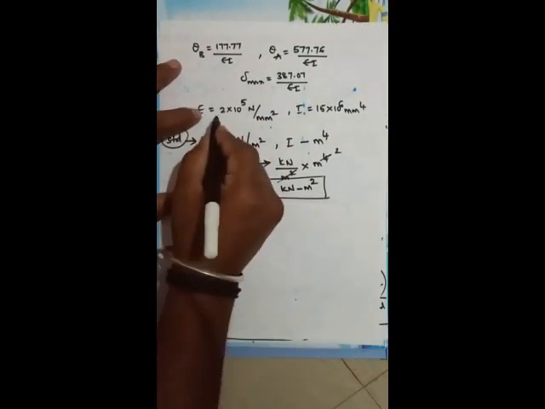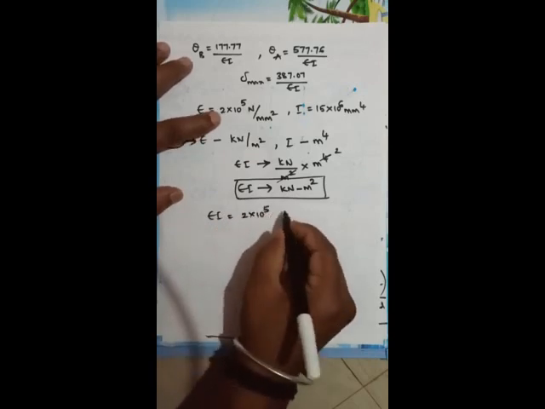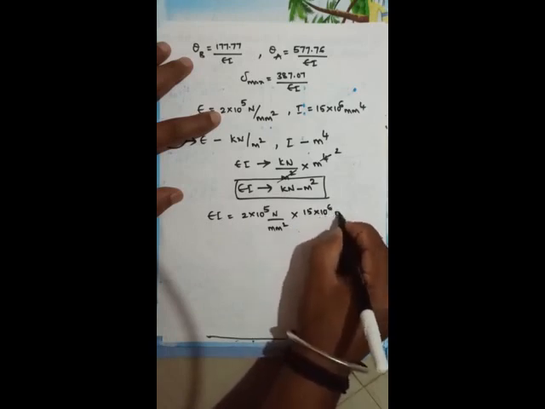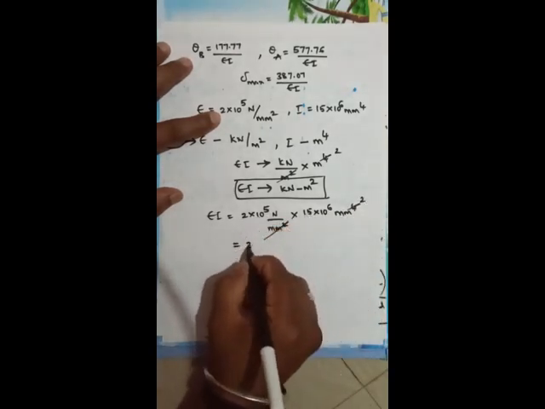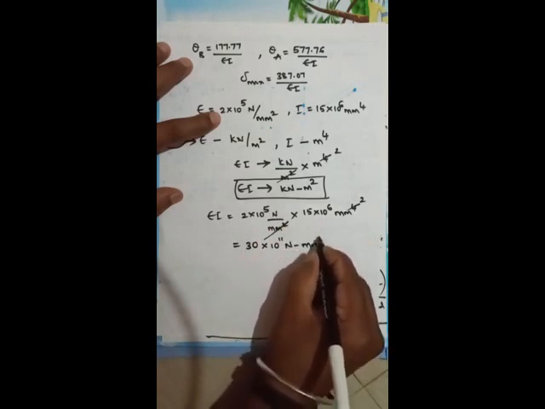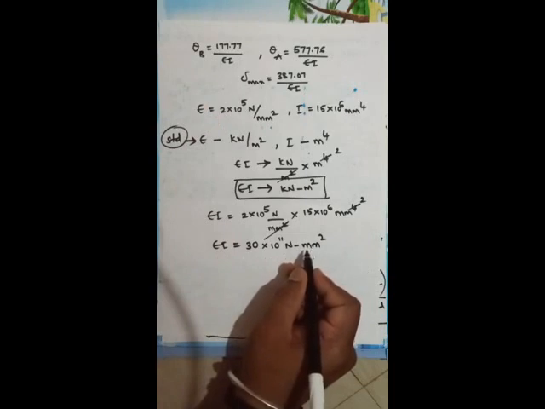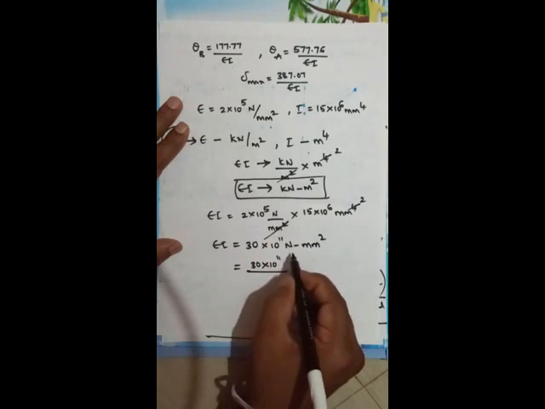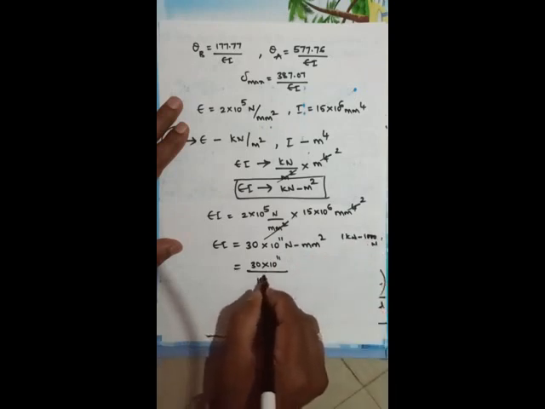If I convert into standard units, E is 2 into 10 raised to 5 Newton per mm square, into I, which is 15 into 10 power 6 mm raised to 4. So 15 twos are 30 into 10 raised to 5 times 10 raised to 6, that is 10 raised to 11. The unit is Newton mm square. But the standard unit should be kilonewton, not Newton. To convert Newton to kilonewton, 1 kilonewton is equal to 1000 Newton, so divide by 10 raised to 3.